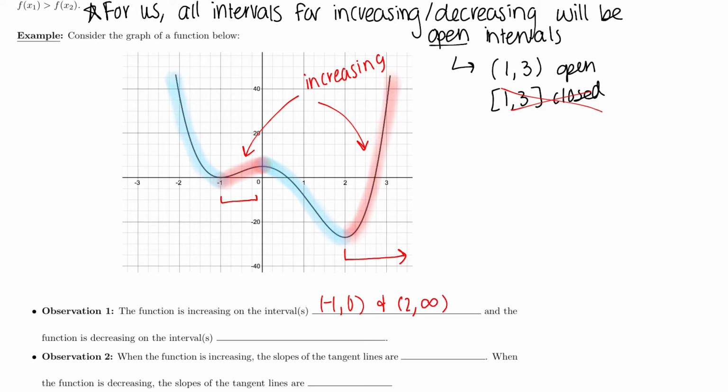Those are the x values. We talk about the x values. The function is decreasing on these 2 intervals. So the first one starts at -infinity and goes up until -1. So -infinity to -1. And the next interval starts at 0 and goes until 2.